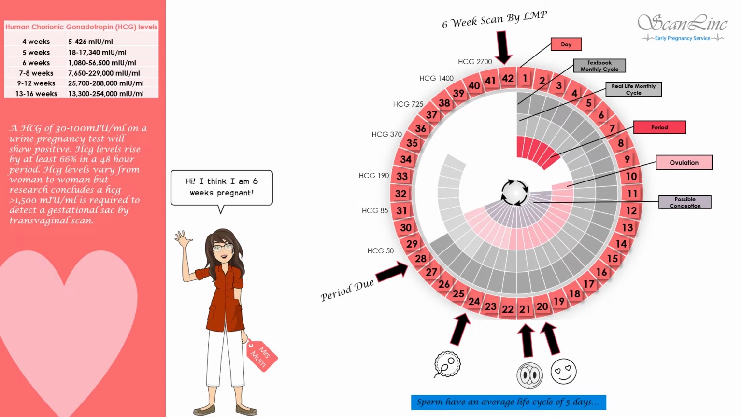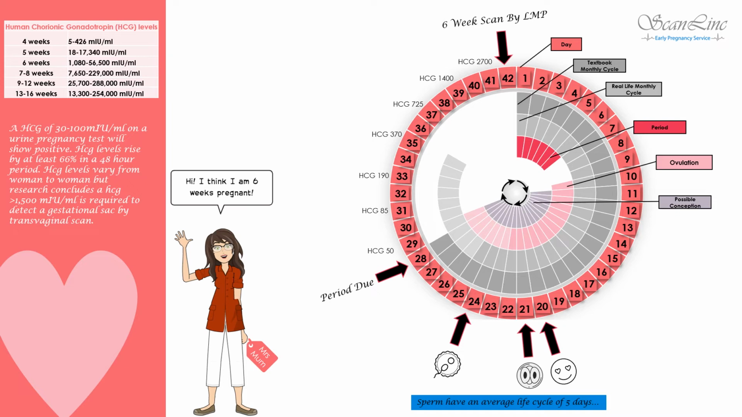In order to visualise a gestational sac by scan, the HCG level would need to be between around 1,500 to 2,000. If we look at the table of HCG levels on the left, this further demonstrates our individuality. The range is so broad. You could be 5 weeks with a level of 17,000 or 6 weeks with a level of just over 1,000.